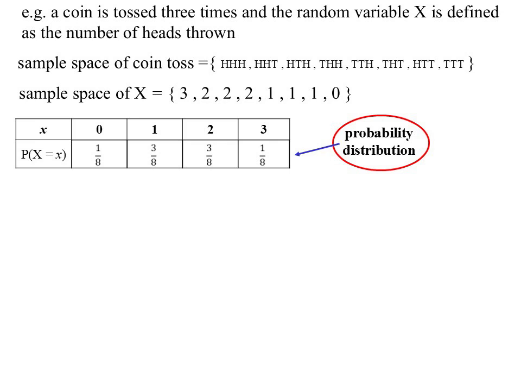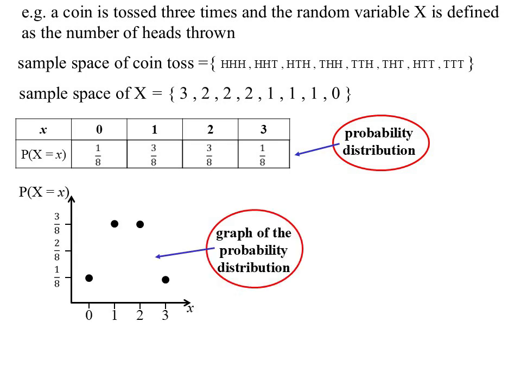And so here's where the lowercase and uppercase comes into play. We're saying the probability that my random variable X is equal to a particular value x. So small x is the actual value. And the probability of getting no heads was 1 out of 8, and then 3 out of 8 for ones, and so on. And that would be the graph of the probability distribution. A very boring graph for this one, but that would be the graph.